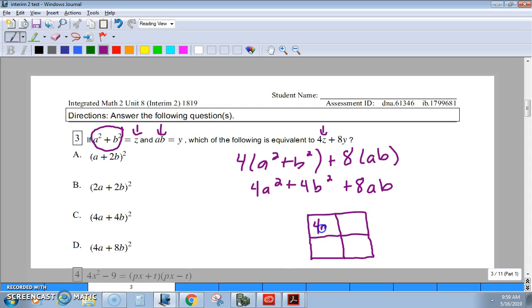If I put 4a squared here, and I put 4b squared here, and I split this up into 4ab and 4ab, I can factor this out.